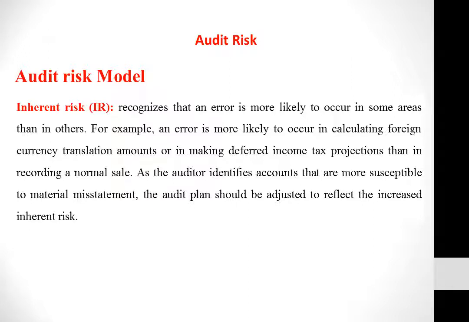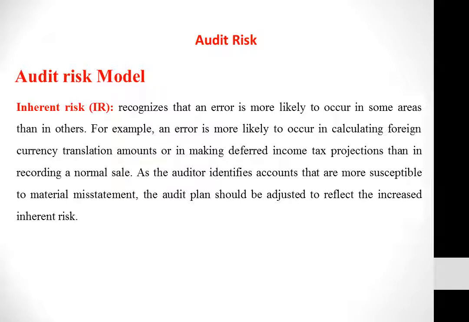First of all, inherent risk, or IR. IR, or inherent risk, recognizes that an error is more likely to occur in some areas than in others, meaning there are some accounts that are more susceptible to misstatements and errors than other accounts. This means I have accounts that are more likely to have errors than other accounts. For example, in foreign currency translation, when I translate foreign currencies, I may have errors. Or when I calculate deferred income tax, or calculate deferred taxes, errors may occur in the calculation. Okay, so these are accounts whose nature is that there may be calculation problems.